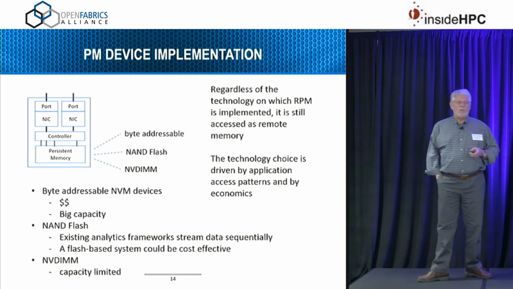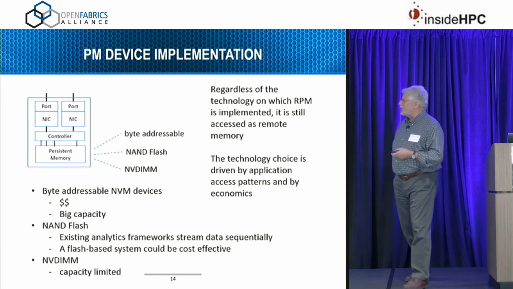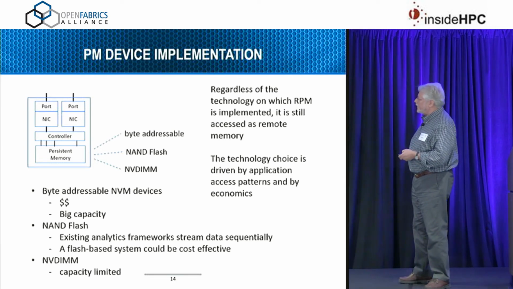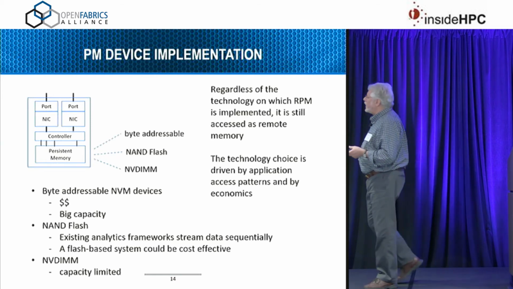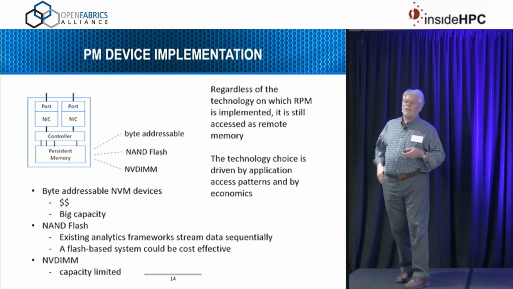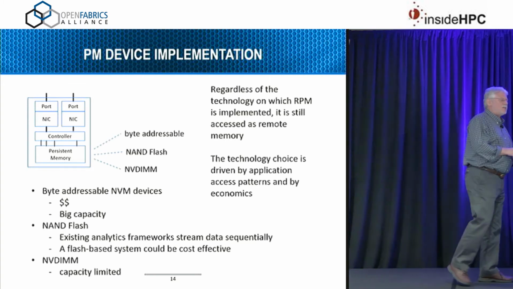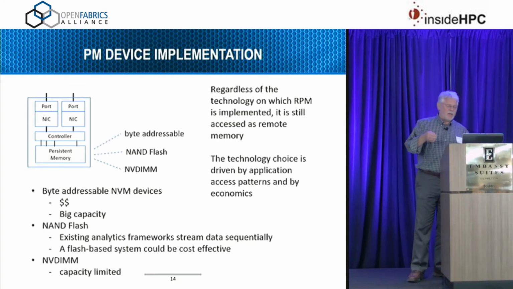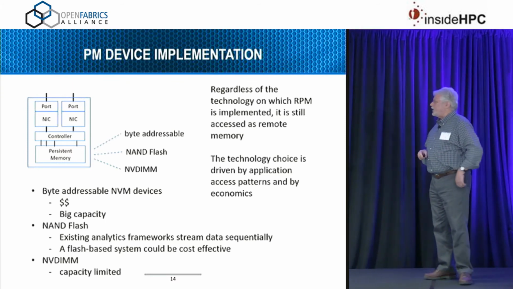Let me talk just for a moment about this device implementation question. I mentioned this just a second ago. You could imagine building a target device using either byte addressable memory, NAND flash, or NVDIMM, or some variation thereof. There's lots of ways to do it. Regardless of the technology on which the remote persistent memory is implemented, it's still being accessed as a memory device, not as a storage device. I'm just trying to hammer that point home. This technology choice is going to turn out to be driven by the application access patterns and by economics.